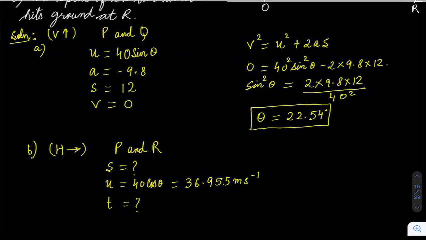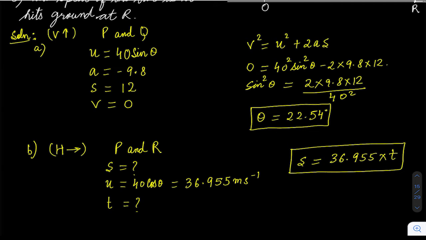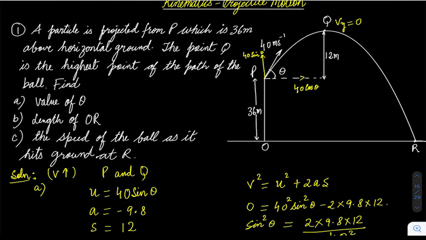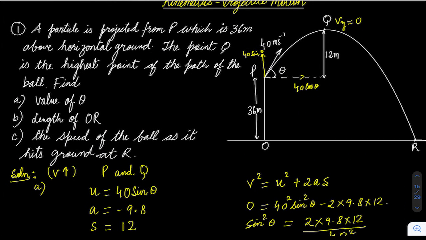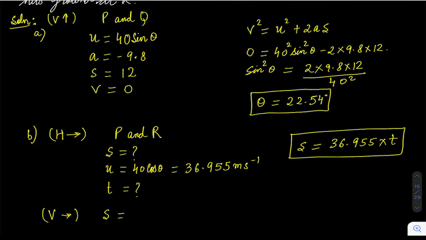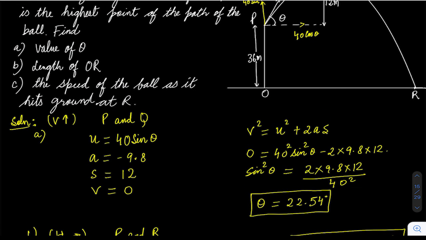The equation in horizontal direction is S equal to u into t, so 36.955 into time. If I have this value of t between P and R, then I can find the distance OR. So how do I find this time? For time, we can apply the equation in vertical motion. Let's first write what are the values that we know. We know the displacement between P and R, this is minus 36.